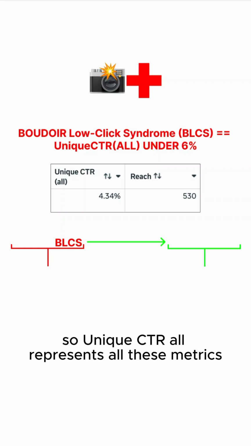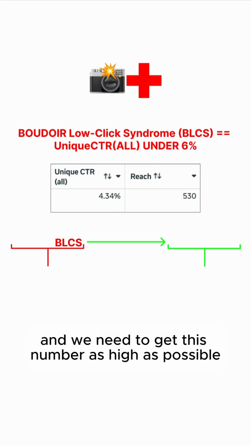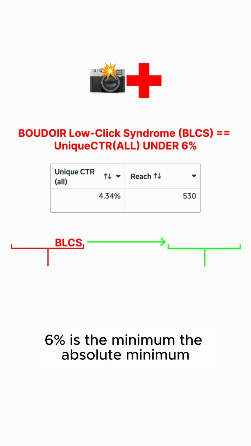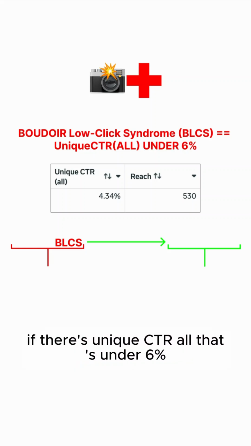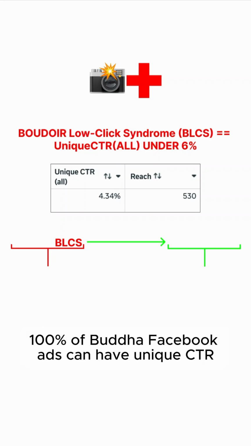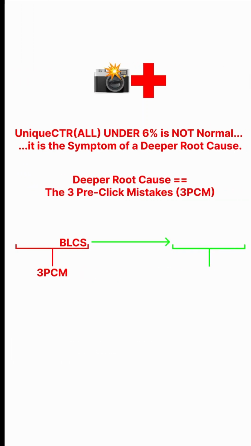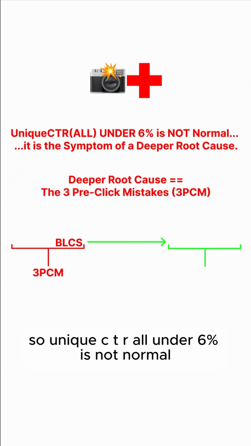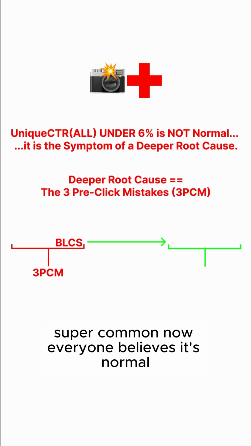So unique CTR represents all these metrics, and we need to get this number as high as possible. 6% is the absolute minimum. If there's a unique CTR that's under 6%, we've got massive big problems. 100% of Boudoir Facebook ads can have a unique CTR above 6%. So unique CTR under 6% is not normal. Super common though. Everyone believes it's normal. Everyone just leaves it alone. Nobody tries to fix it.